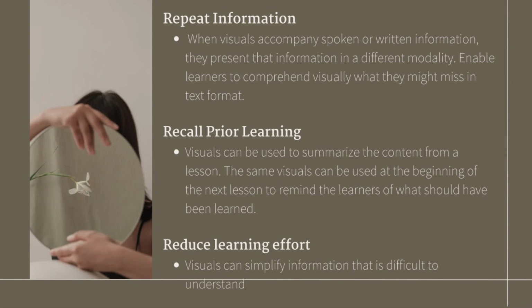Next is to repeat information. When visuals accompany spoken or written information, they present that information in a different modality. This enables learners to comprehend visually what they might miss in the text format. One of the most effective ways to encourage information into more powerful long-term memory is to pair text with images. Studies show that we retain approximately 10 to 20% of written or spoken information, but around 65% of the information when it is presented visually.